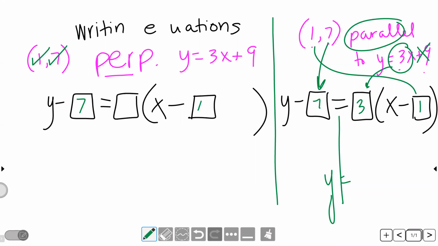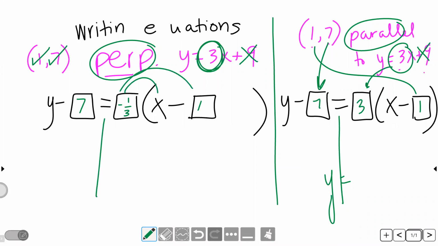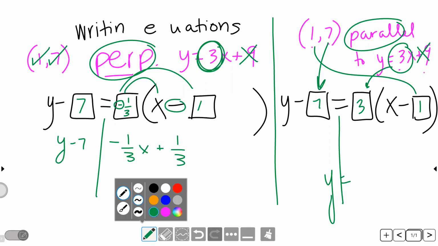The definition of perpendicular is slopes that are negative reciprocals. So the negative reciprocal of 3 is -1/3. We don't care about the y-intercept of the other line. And again, you'll distribute. It's okay to get fractions. -1/3 times 1 is still 1/3. Negative times negative is positive. But don't be afraid of fractions. It's still the same steps.